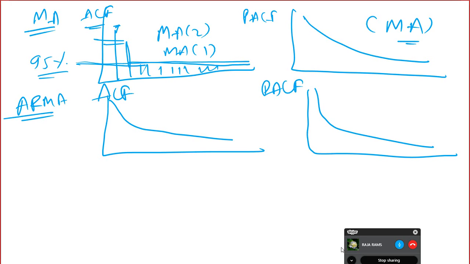So when we do this in R, we'll see how we fit the order. It's very easy, it's not that complicated. You just try it out, because this calculation is actually done by R itself. You just have to interpret. You should know how to interpret these ACF and PACF graphs.